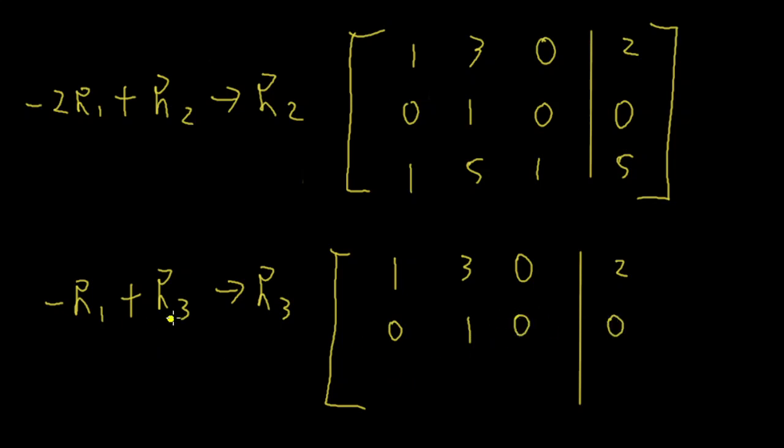Okay, now -1 times 1 is -1, plus 1 is 0. -1 times 3 is -3, plus 5 is 2. Now -1 times 0 is still 0. 0 plus 1 is 1. Now -1 times 2 is -2. -2 plus 5 is 3.